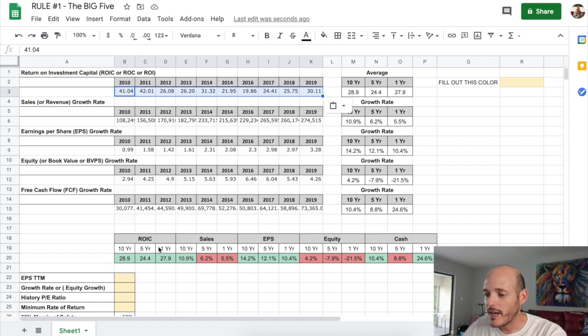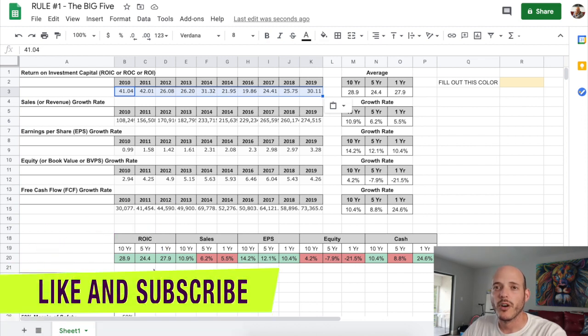And then automatically, Phil Town's recommendation is that the ROIC, the sales, the earnings per share, the equity, and the free cash flow are all over 10% for the 10-year, 5-year, and 1-year. So that's what he recommends, over 10% for all of those criteria. And then it meets the Rule #1 investing criteria.